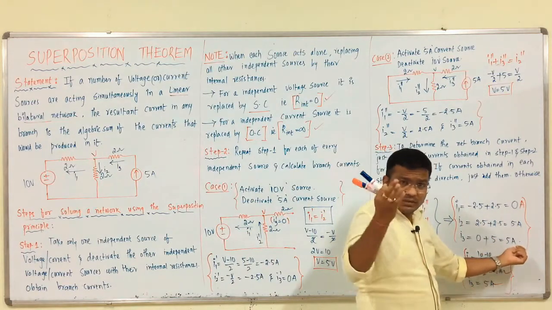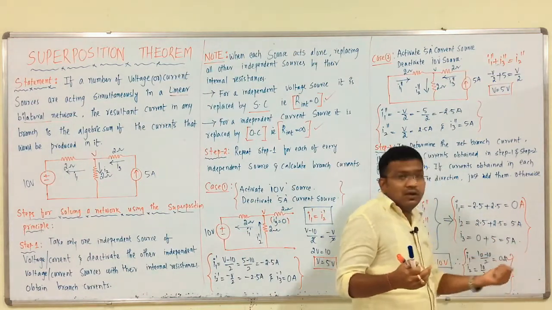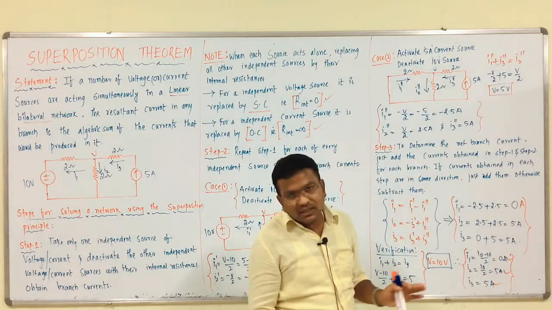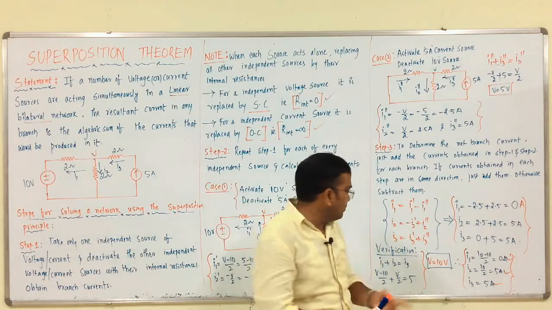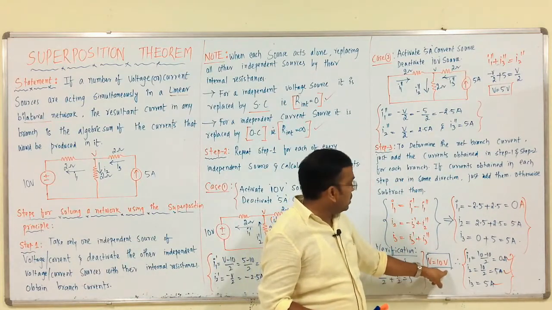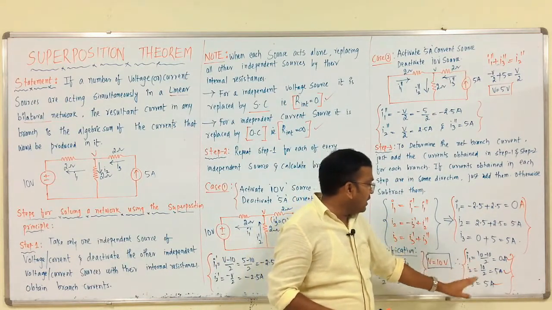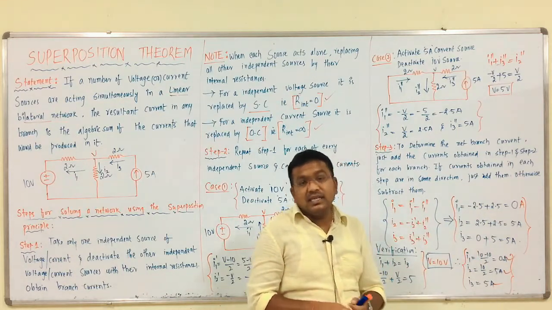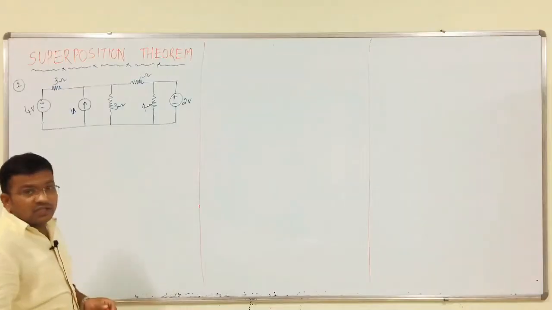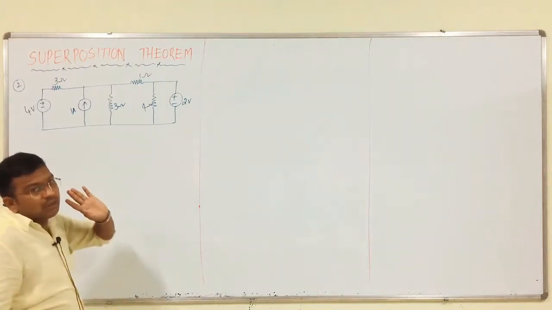After getting the values, we simply verify the answers by using a simple method, nodal analysis. By using nodal analysis we get V equals 10 volts, and from this I1, I2, I3 are 0, 5, 5. So, all answers are satisfied. This is about the superposition theorem. Next we will discuss this problem based on the superposition theorem.